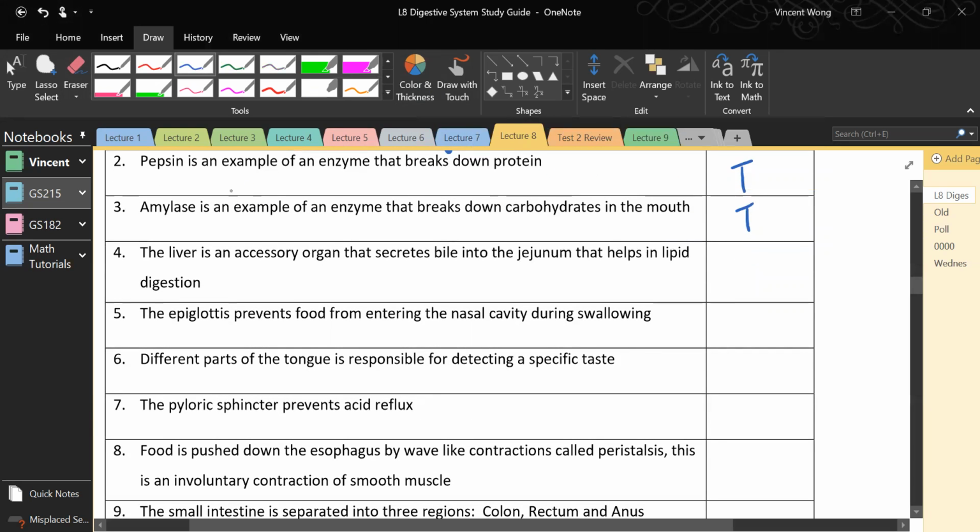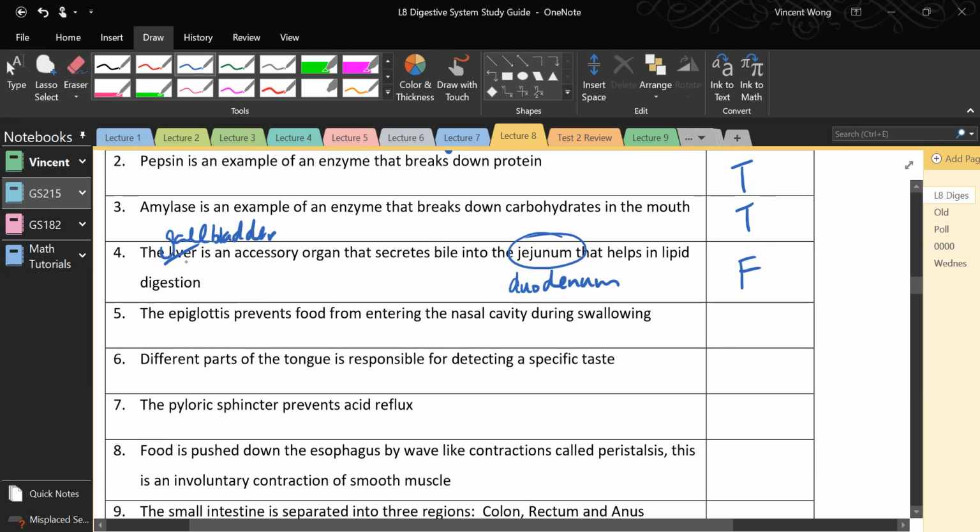Number 4. The liver is an accessory organ that secretes bile into the jejunum that helps in lipid digestion. This is actually false. It does not secrete it into the jejunum, but rather it secretes it into the duodenum. And it's not the liver that secretes it into the duodenum, right? It is the gallbladder.